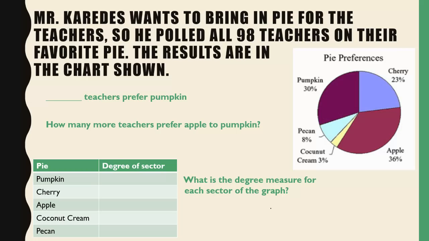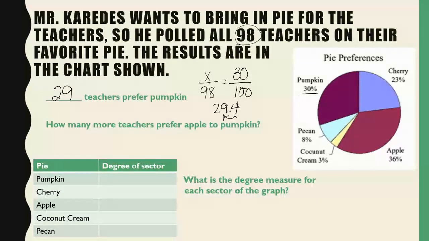The question is, how many teachers prefer pumpkin? We know that there are 98 teachers total, and we know that 30% of them prefer pumpkin. All we have to do is figure out how many that is using a proportion. So let's set this up. Then we are going to multiply, and we end up with 29.4. Can't have 29.4 teachers. So we would round that to the nearest whole number. In this case, the 4 tells us to leave the 9 the same, not round it. So we would say that 29 teachers prefer pumpkin.